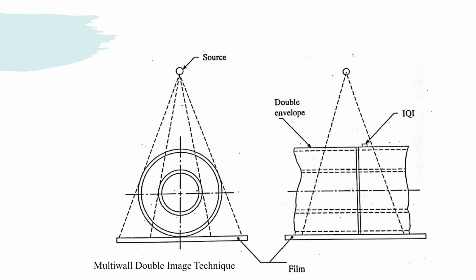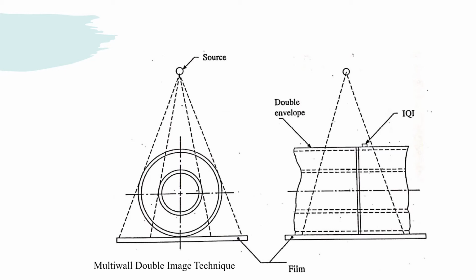Next is the multi-wall double image technique. This technique is used for double envelope pipe of 90 mm outer diameter or less. Usually four exposures are taken for each weld joint. Proper care should be taken to keep the film normal to the radiation beam without wrapping the film on the pipe.